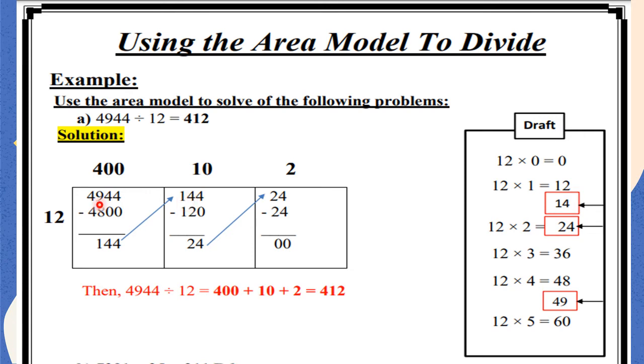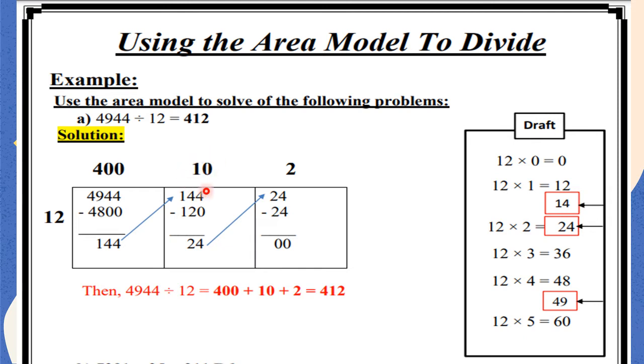Now 14 divided by 12. 14 divided by 12 equals what? Let's see in the times table. We need a number close and less. So here 14 is between 12 and 24. So we will take close and less as we said before. So it will be 12 times 1, which is 12. So we will write 1 up, and here instead of this 4 I will put 0.